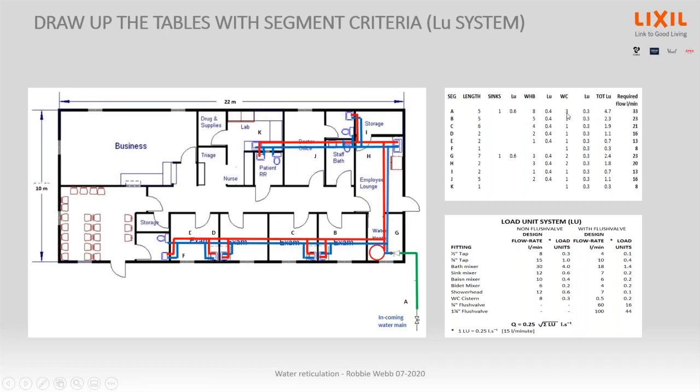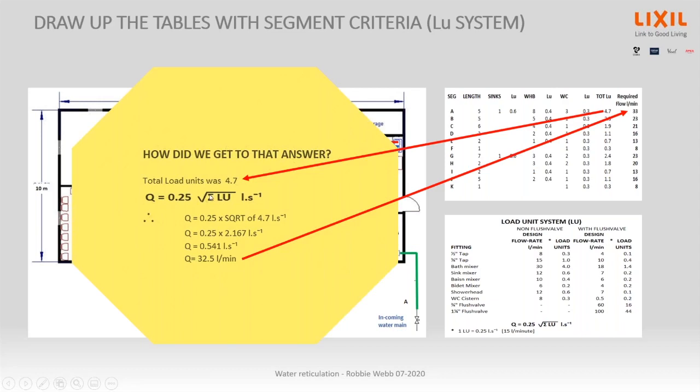So if we took those 4.7 load units, the flow, Q means flow, Q is equal to 0.25 times the square root of 4.7. So the square root of 4.7 is 2.16. Square root of 4 is 2. Okay, 2.16 times 0.25 gives you 0.54 liters per second. It tells you there the answer is liters per second. We want to get back to liters per minute, times 60. So for this job, we need 32.5, let's call it 33 liters per minute.